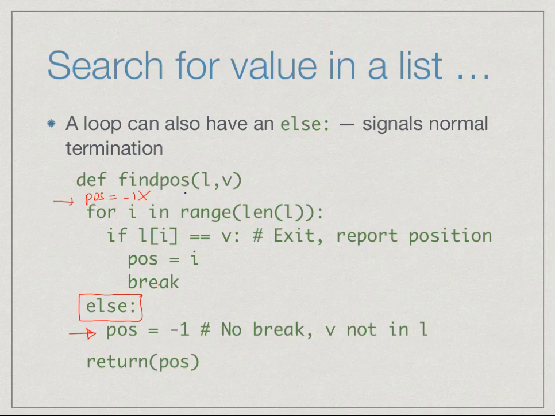So we have this else statement. Now we say, we have come through this whole thing and there was no break. So there is no v in L, because otherwise we would have done a break, and otherwise pos would be set to a valid value in the range 0 to n minus 1. So there has been no break, there is no v in L. So let us set pos to -1 and then return.